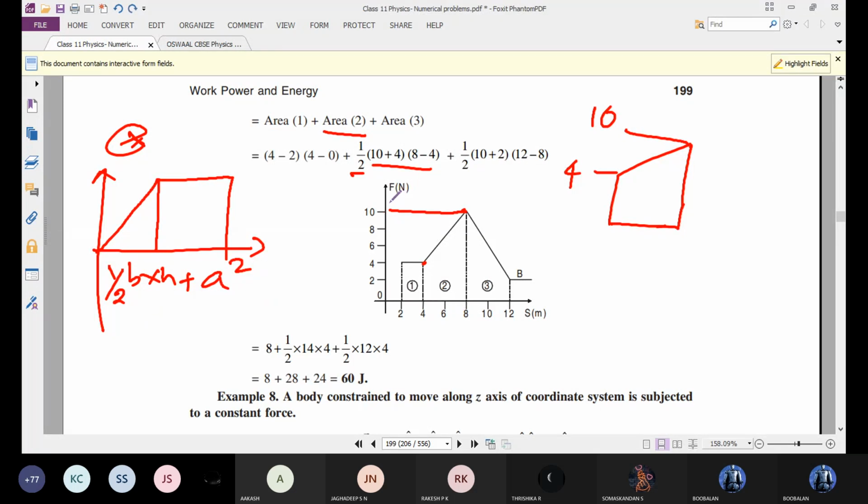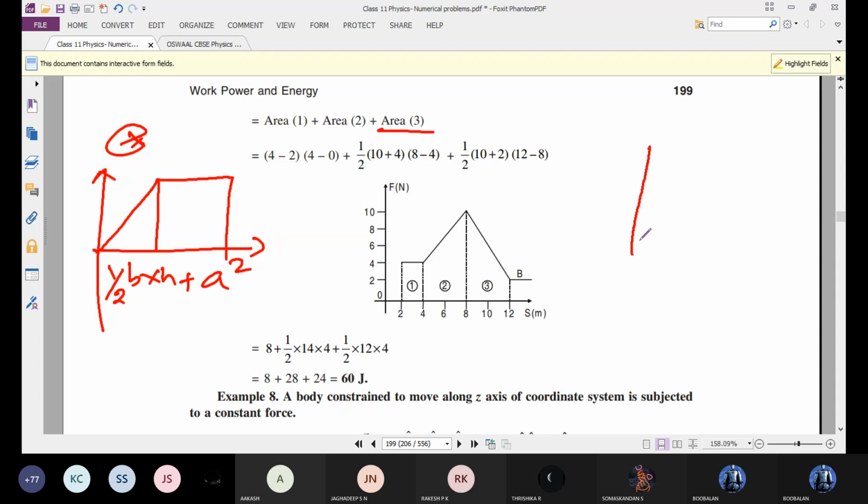Now we want to find area 3. So area 3, see that. This is the maximum point, no? So half into the maximum point 10. The minimum point is 2. We should add 10 plus 2. Okay, into the base difference 12 minus 8, only in this particular portion. 12 minus 8.